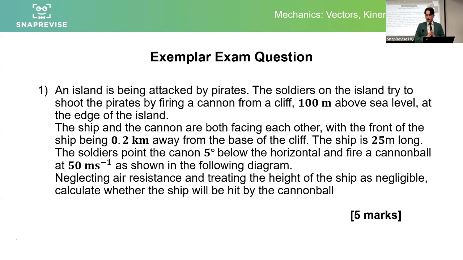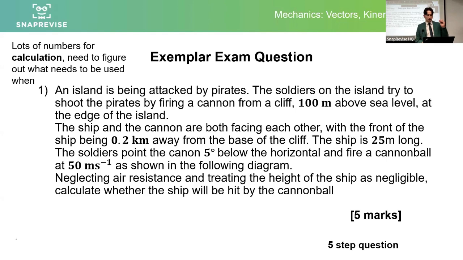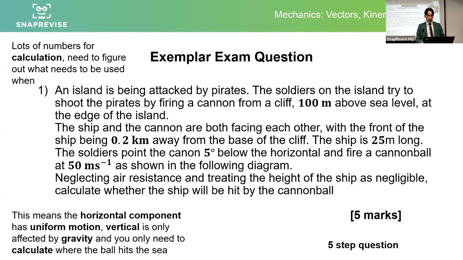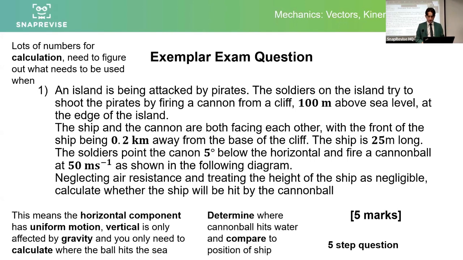The soldiers point the cannon 5 degrees below the horizontal and fire the cannonball at 50 meters per second, as shown in the diagram we'll see. Neglecting air resistance and treating the height of the ship as negligible, calculate whether the ship will be hit by the cannonball. Right, 5-step question. Lots of calculation needed, lots of numbers in there. The horizontal component is uniform. The vertical has gravity, so it's suvat. We want to know where the ball hits the sea or the ship, and then we're going to compare it to the position of the ship.